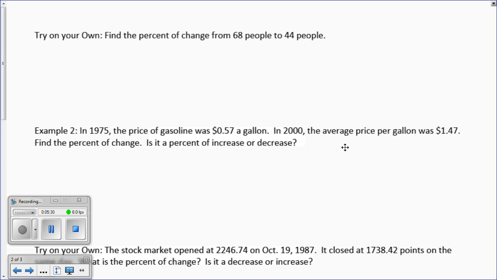Well, that we can answer pretty quickly because this was our old amount, 57 cents, because it was in 1975. Believe it or not, that was before I was even born. To 2000, which is a newer year, so $1.47 is the new amount. So from going from old to new, we actually increased the price of gas, so it's a percent increase. Okay, so now we just need to figure out the actual percentage, and we're good.